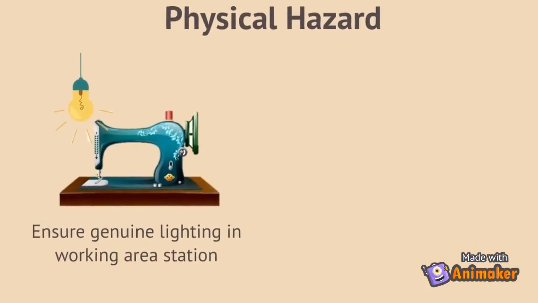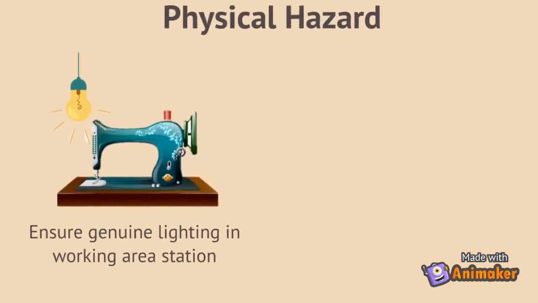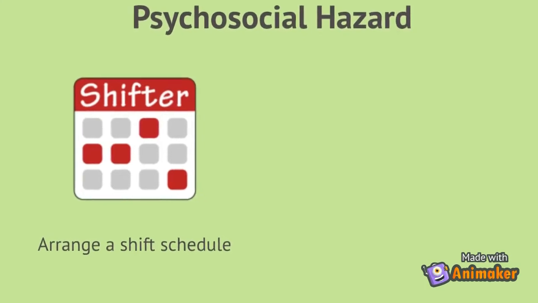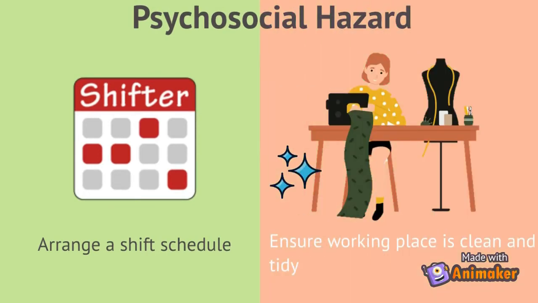And for physical hazards, first, ensure proper lighting in the working area to prevent eye fatigue. Second, put sharp objects and needles in the right place immediately after use. For psychosocial hazards, first, arrange a shift schedule for all the workers to reduce their exposure to the hazards for a long time. And second, ensure the workplace is always clean and tidy.